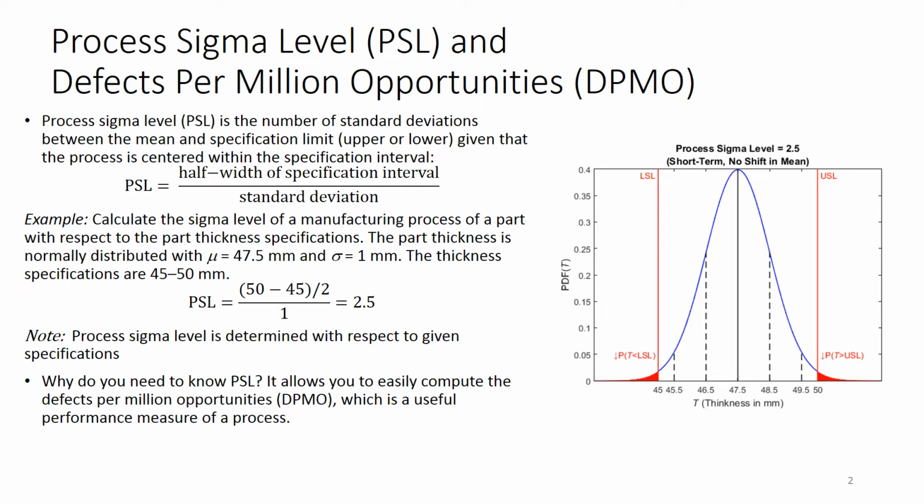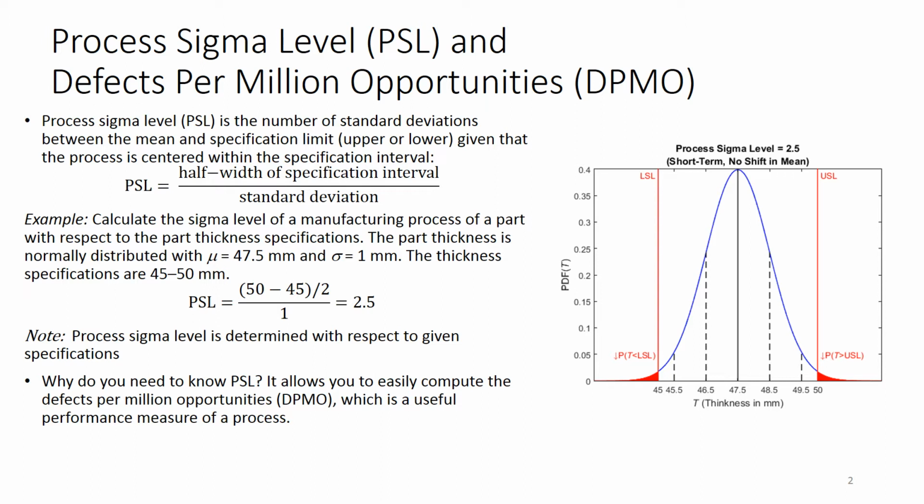Please note that the process sigma level is determined with respect to given specifications. What it means is that if specification limits change, you will have to recalculate the sigma level of a process.